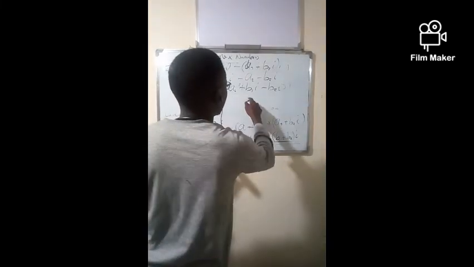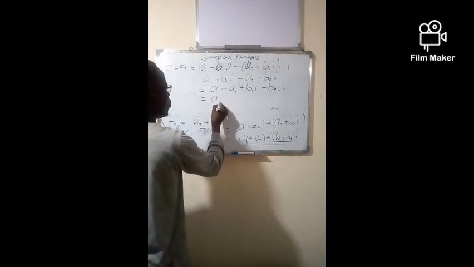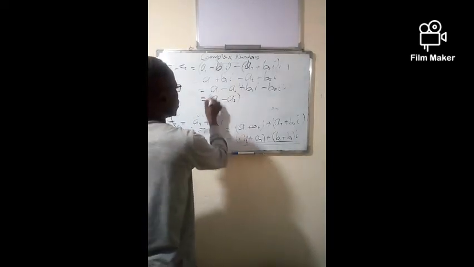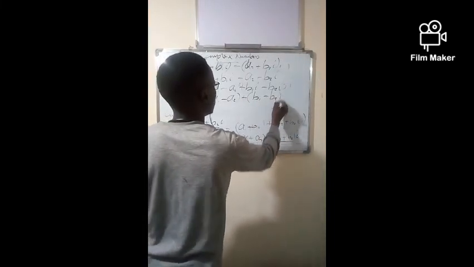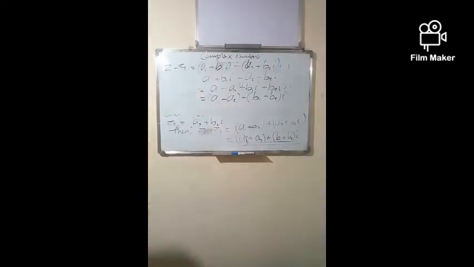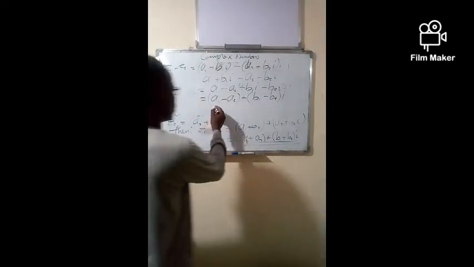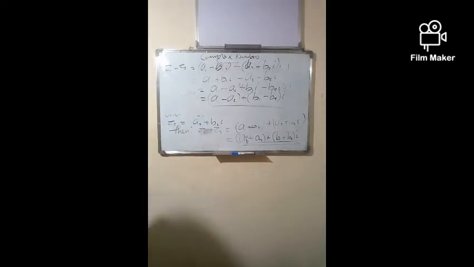Okay, then what are we going to get? Here we can factorize the I there. We're going to get A1 minus A2, then plus (B1 minus B2)I. Okay, so that is the complex number that we are going to get when we subtract those two complex numbers.